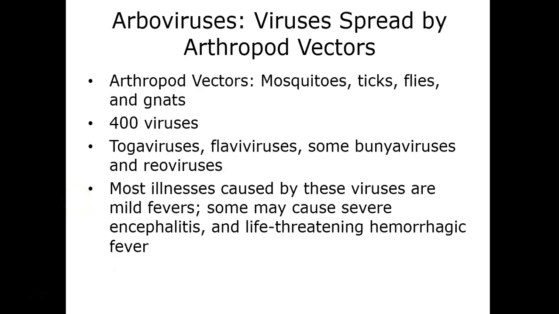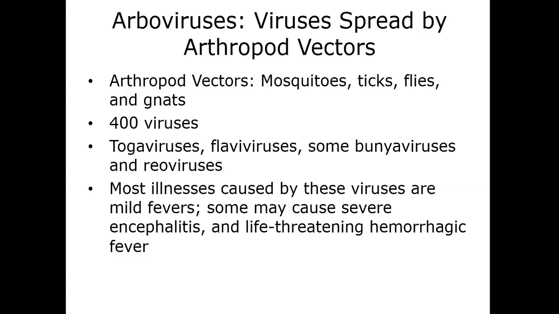All right, we are going to move into the Arboviruses, the Arboviridae. The reason these are called the Arboviruses is they all require spread via an arthropod vector, some type of insect: mosquito, tick, fly, gnat. There are 400 different viruses that comprise this family.